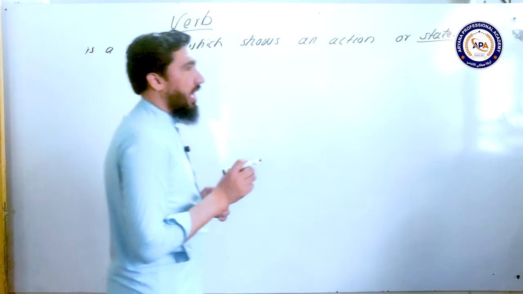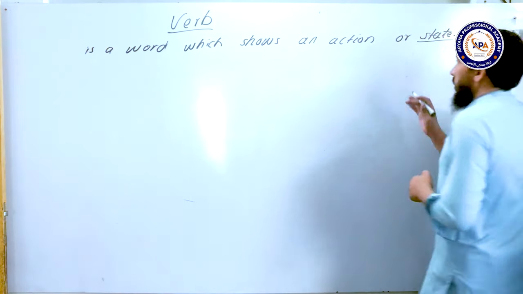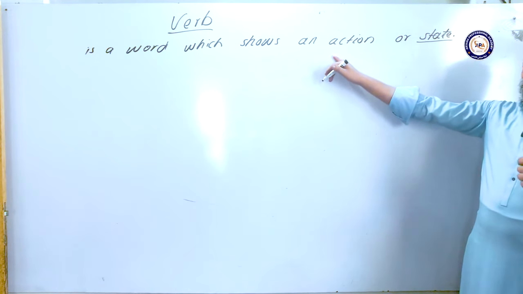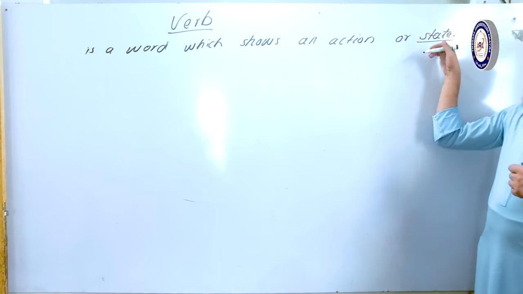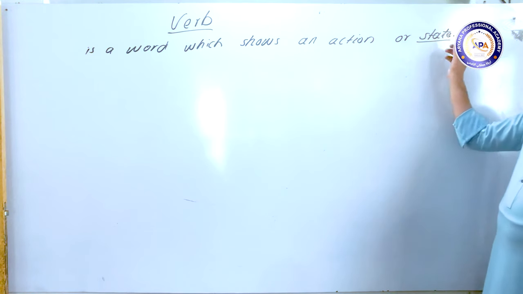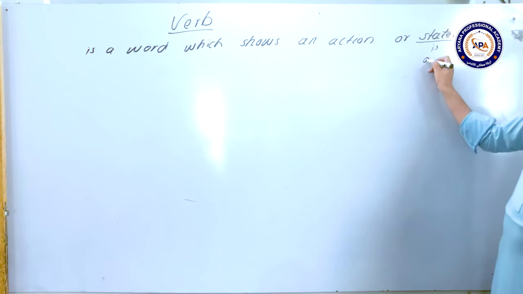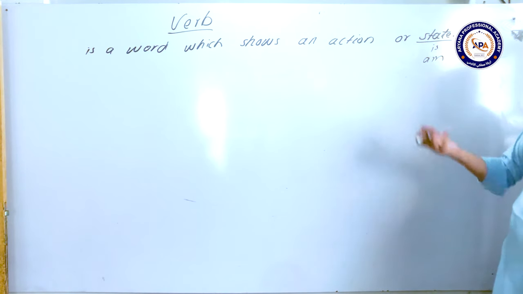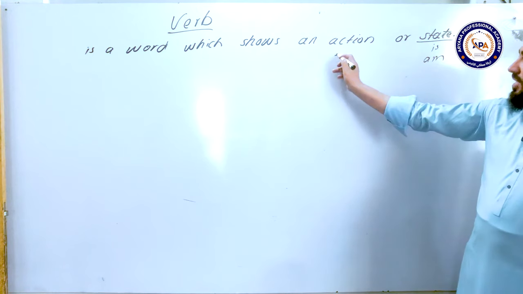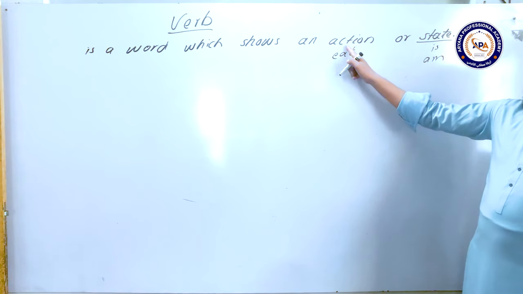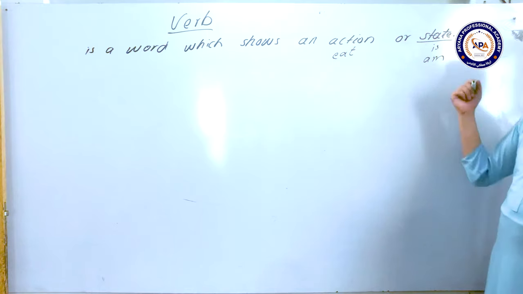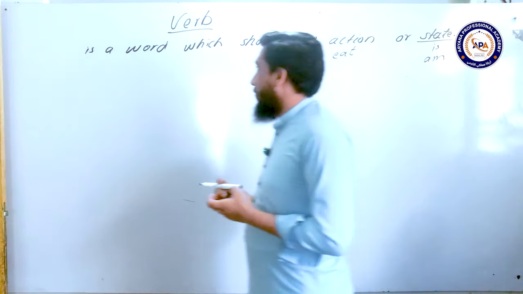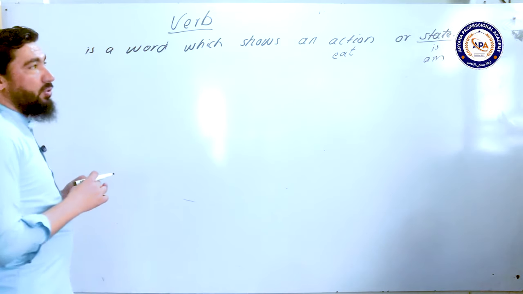For action and state, the verbs that are used are not the same. The verbs that show action are different words from the verbs that show state. Is is a verb. Am is also a verb. But these are not the verbs that show action. Is is not something that we must do. And eat is a verb which shows action. So later on, inshallah, we'll study dynamic verbs and static verbs. So verb is a word which shows an action or state.